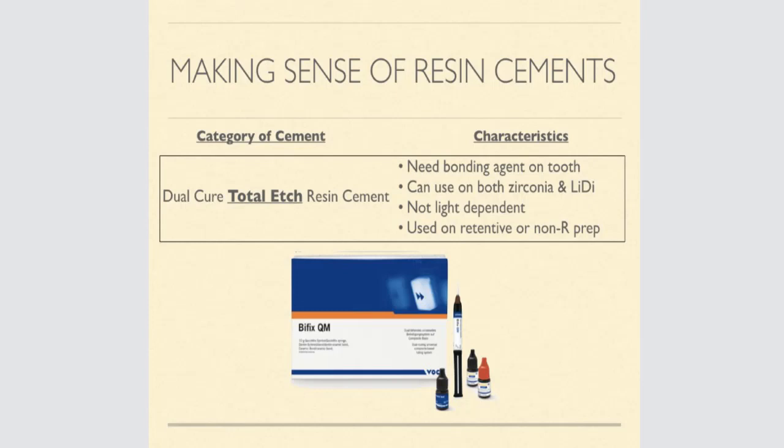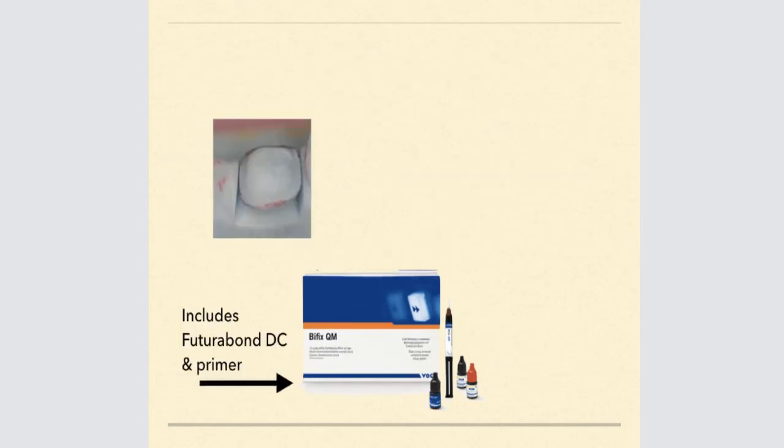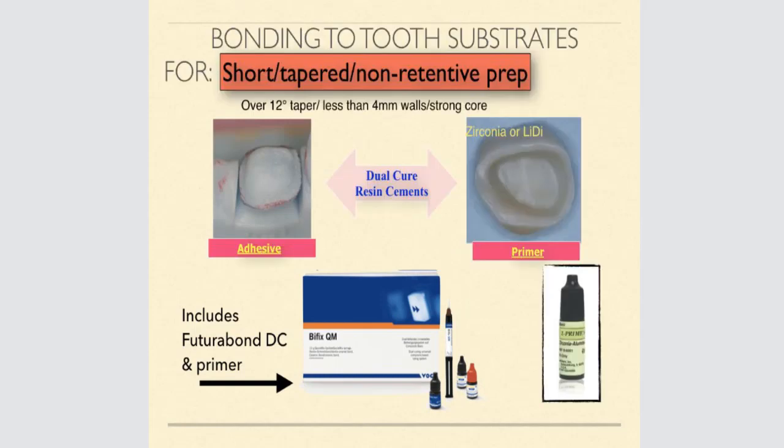So the next thing is we're gonna talk about a dual cure total etch resin cement. Now this is different because you need to use something on the tooth side. This is a dual cure again, but it's not a self etch, it's a total etch. I need to use adhesive on the tooth side. So here's an example of where I would use a dual cure. It's a short, tapered, non-retentive prep, right? I want to use a primer on the zirconia or lithium disilicate side, and I want to use an adhesive on the tooth side. That's the difference here between a self-adhesive resin cement and a dual cure resin cement.